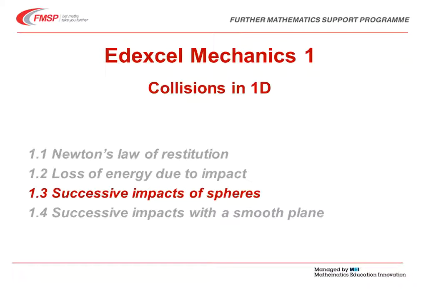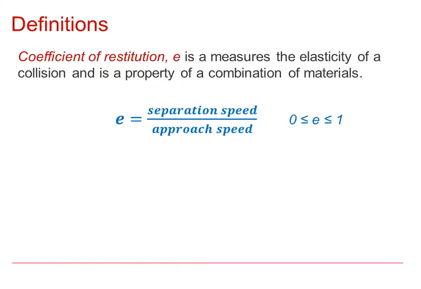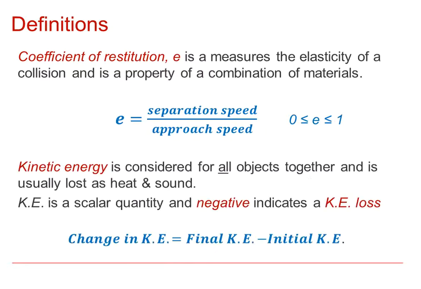EDX Mechanics 1, collisions in one dimension, successive impacts of spheres. So we've seen the coefficient of restitution, which measures the elasticity of a collision and is a property of the combination of the two materials, where E equals the separation speed divided by the approach speed.